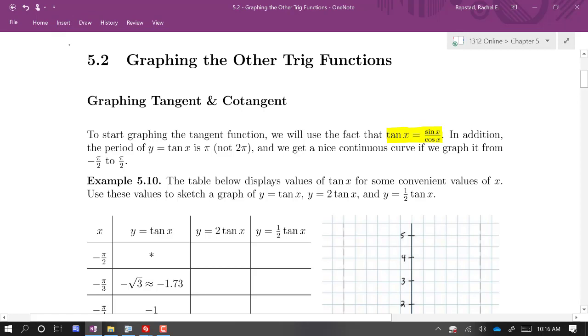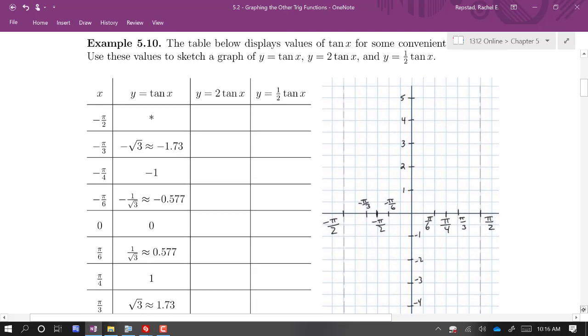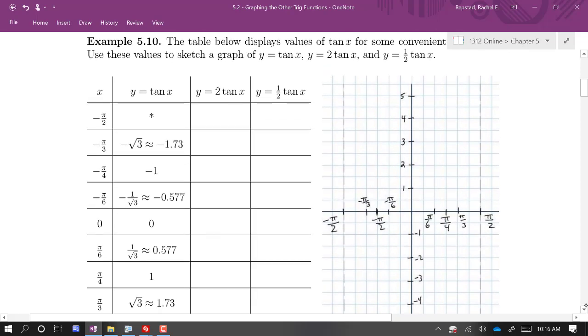One difference between tangent versus the sine and cosine is that the period of tangent is pi, not 2 pi. And rather than graphing tangent from 0 to pi, we'll graph it from negative pi over 2 to pi over 2 because we get a nice continuous curve when we graph it in that window. So I've started out by just providing values of tangent for some selected values of x from minus pi over 2 to pi over 2.